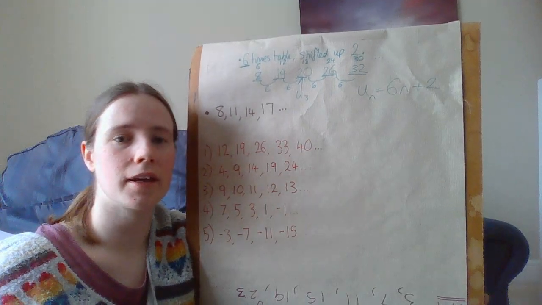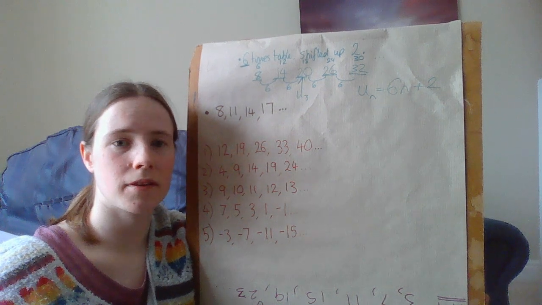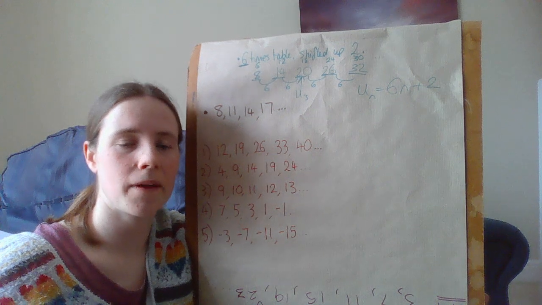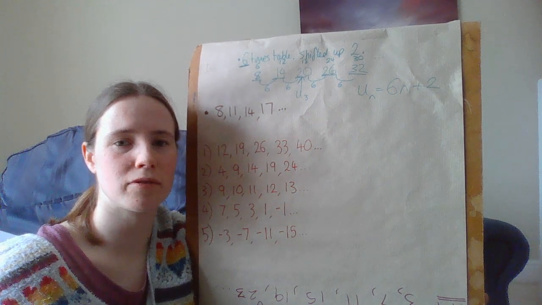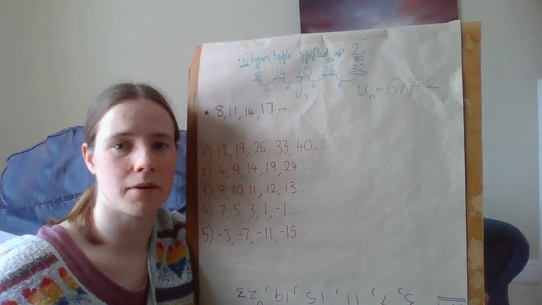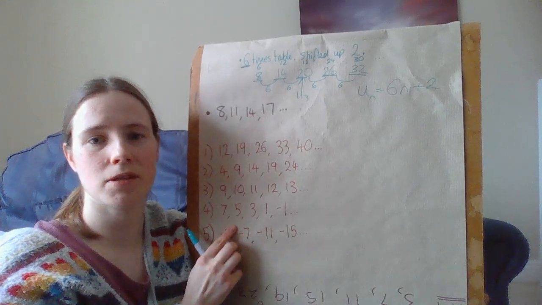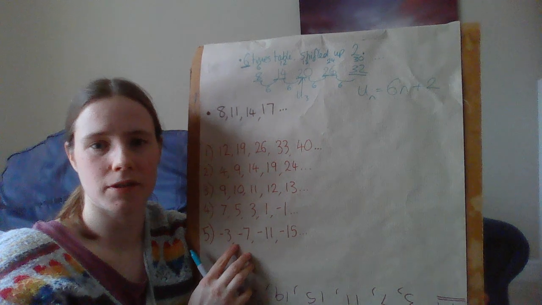Okay, so the trick here is, think about the common difference. That tells you what times table it is, and then think about how you have to shift the times table to get the sequence. I'm going to do one more example here, and then I'm going to ask you guys to pause the video and see if you can do these ones here.